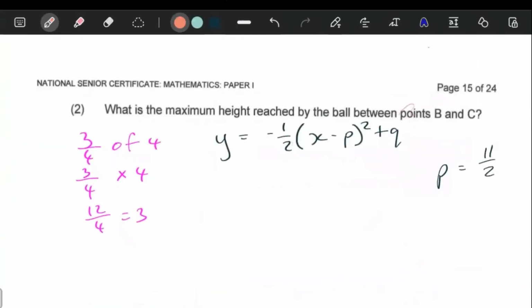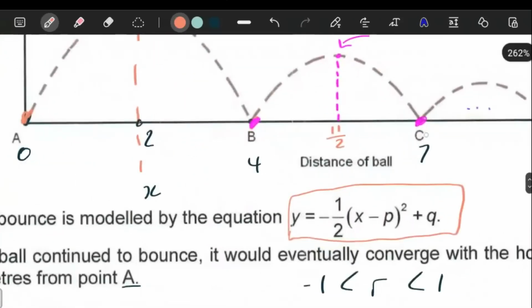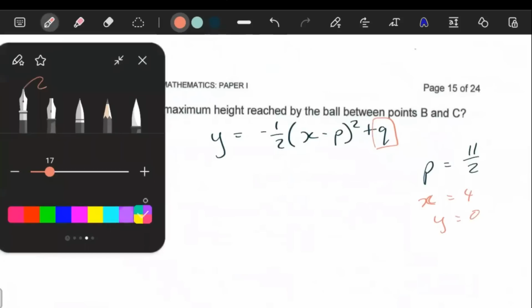And then for us to get a value of q, we need at least a coordinate that the graph passes through. We can use either b or c. Let's use b, because it's the coordinate (4, 0). So our x value is equal to 4, y value 0. Let's put all that into our parabola.